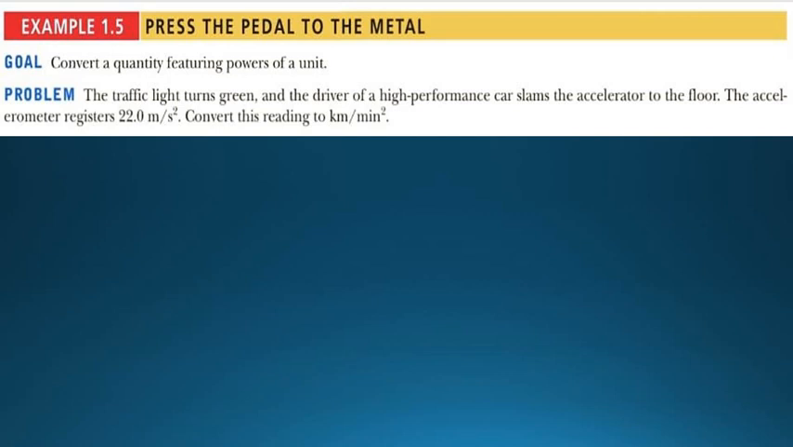The traffic light turns green, and the driver of a high performance car slams the accelerator to the floor. The acceleration registers 22.0 meters per second squared. Then you are asked to convert this reading to kilometers per minute squared. As usual, we are going to use dimensional analysis.